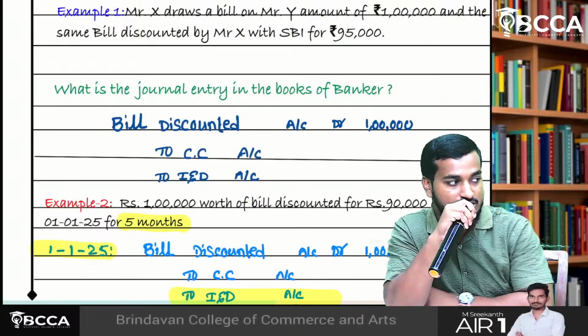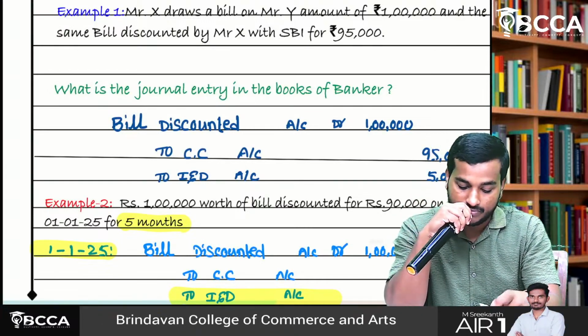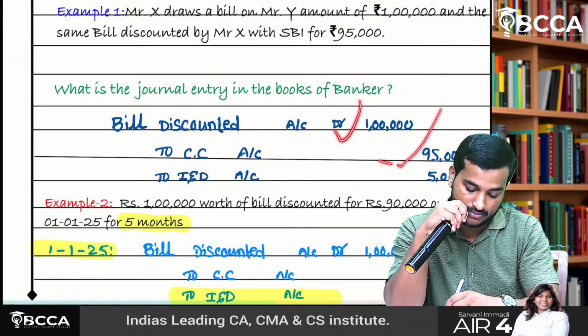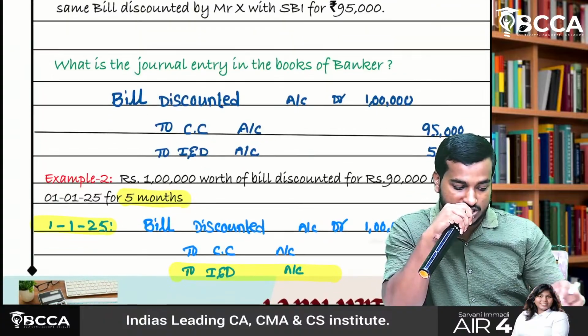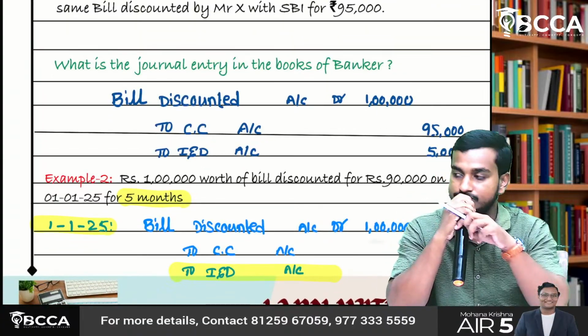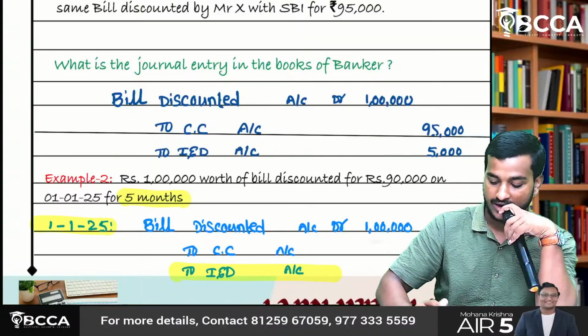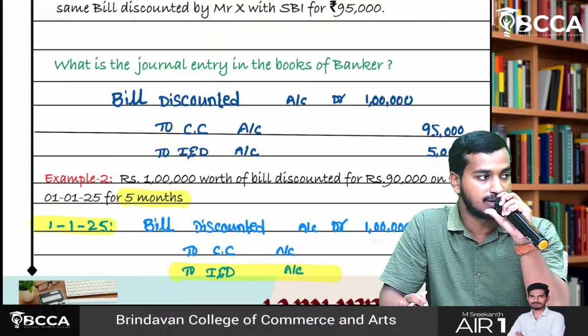Already we discussed what the journal entry is in this case. Bills discounted account debit to customer current account and to interest and discount account. Correct? After that, we started with rebate on bill discounted.